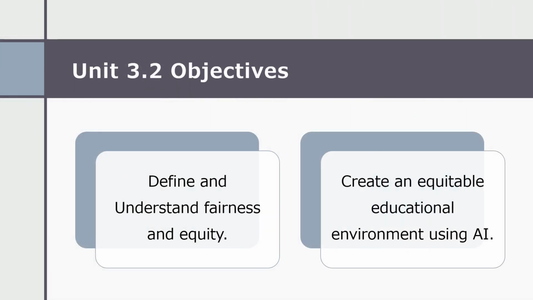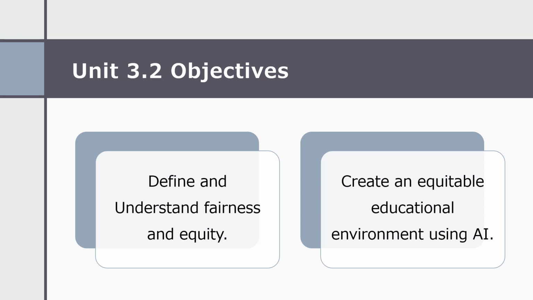The lesson objectives are to define and understand fairness and equity, and to be able to create an equitable educational environment using AI. You'll be doing this through understanding vocabulary terms and understanding what it means to be fair versus what it means to be equitable in the classroom, especially when using AI. You'll be analyzing real-world scenarios and real challenges teachers face in regards to using AI in the classroom and making it an equitable experience for all.